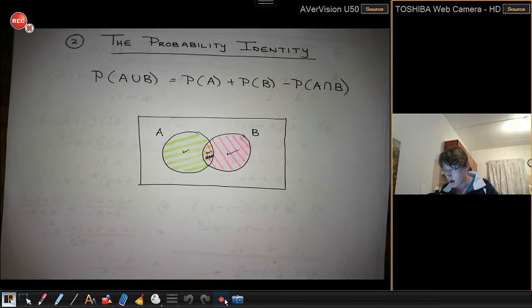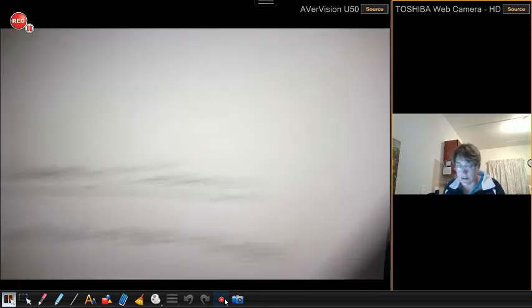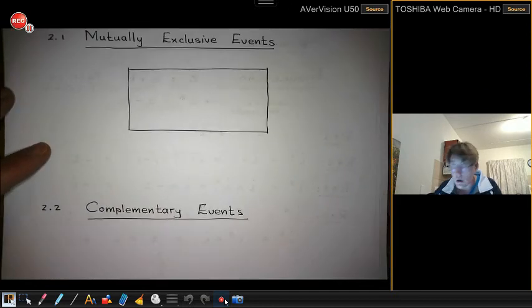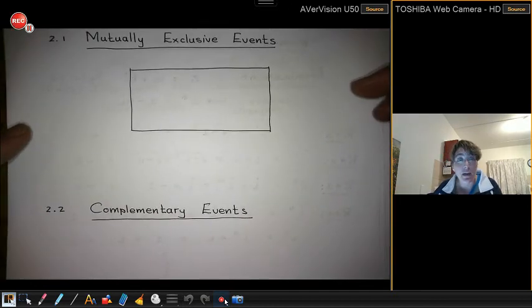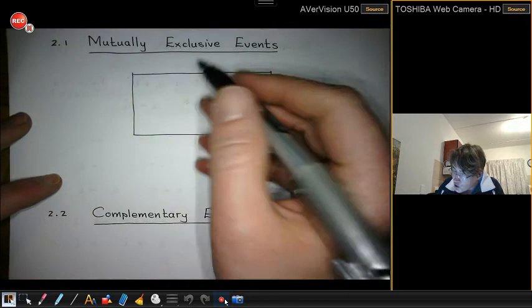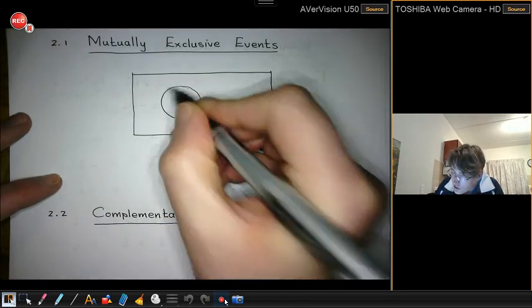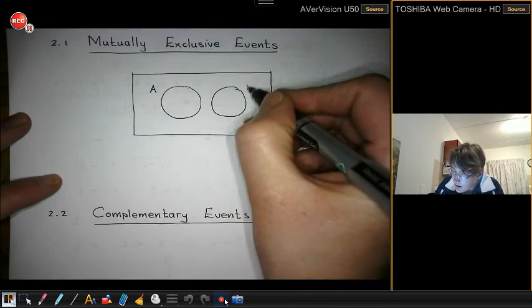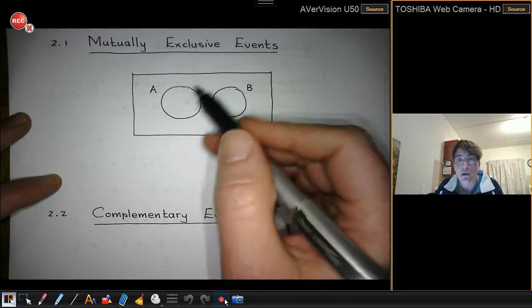Okay, right, so next we have to talk about mutually exclusive events, complementary events, and then also independent events. Now, mutually exclusive events are events that literally have no intersection. Meaning, if I draw it in a Venn diagram, mutually exclusive events would look like this. There's event A and there's event B. There's no overlap. There's no intersection.